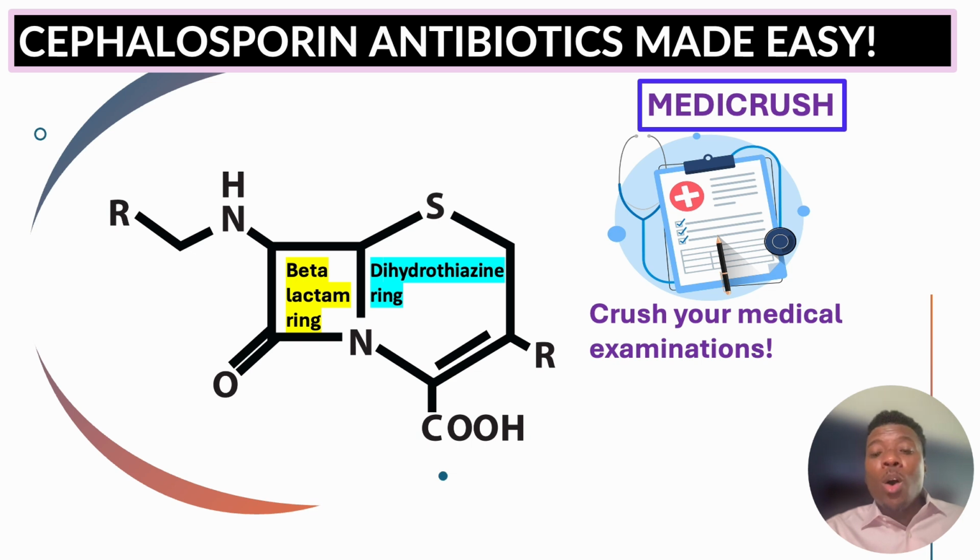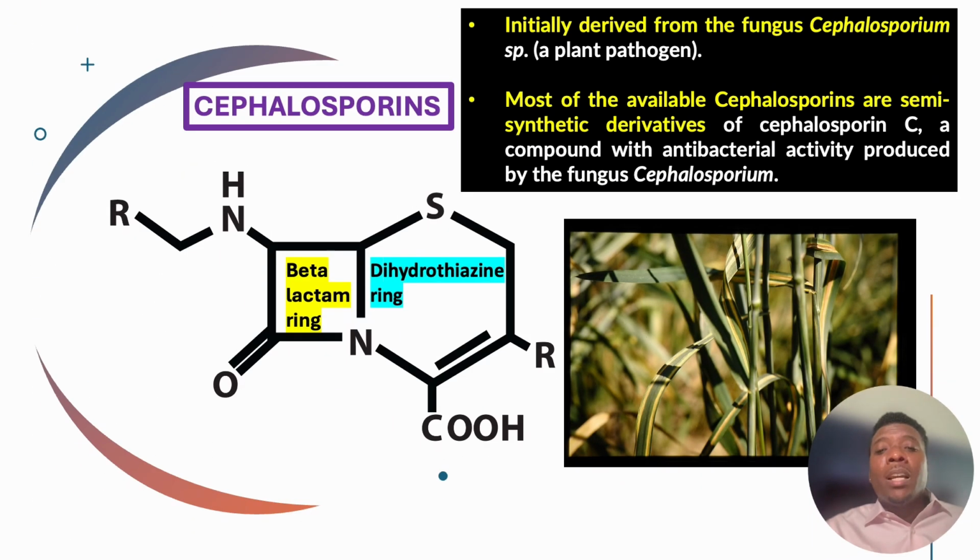In this video, we will be covering cephalosporin antibiotics made simple and easy. Now, the name cephalosporin derives from the fungus Cephalosporium, which was a plant pathogen that was found to have antimicrobial properties. Today, most of the available cephalosporins are semi-synthetic derivatives of the compound that was found in that fungus.